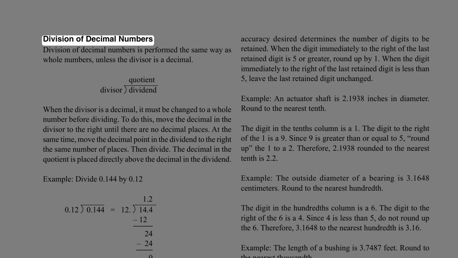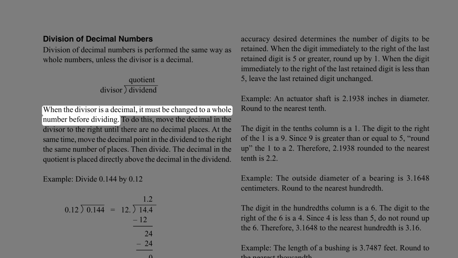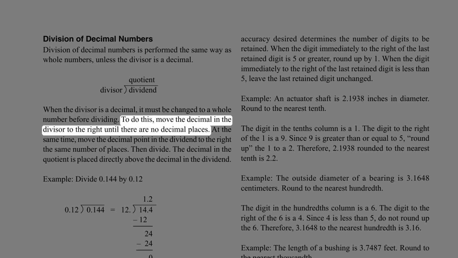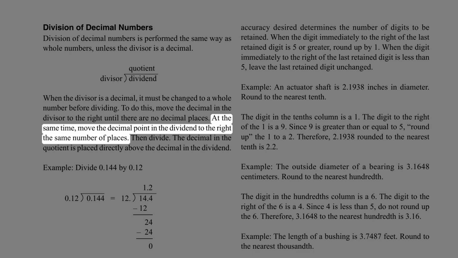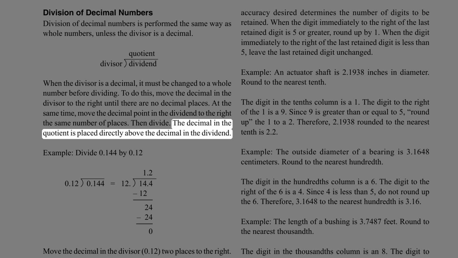Division of decimal numbers. Division of decimal numbers is performed the same way as whole numbers, unless the divisor is a decimal. When the divisor is a decimal, it must be changed to a whole number before dividing. To do this, move the decimal in the divisor to the right until there are no decimal places. At the same time, move the decimal point in the dividend to the right the same number of places. Then divide. The decimal in the quotient is placed directly above the decimal in the dividend.